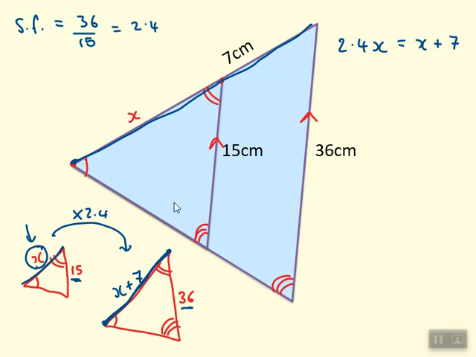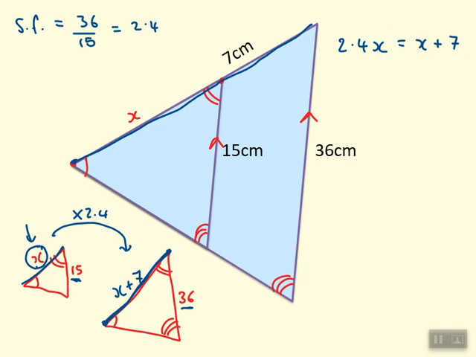Okay, that's kind of like how it works. So what I'm saying is that 2.4 times x has to equal the x plus 7 side. But what we have here is an equation, and equations can be solved. So what we've done is we've made an equation. So 2.4 times x has to equal x add 7.